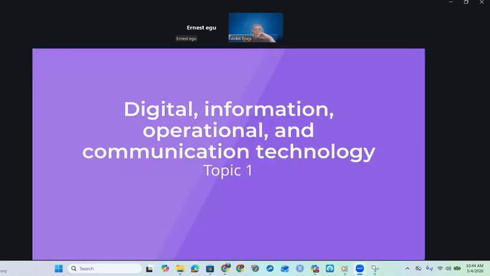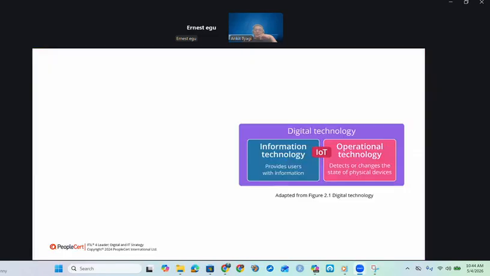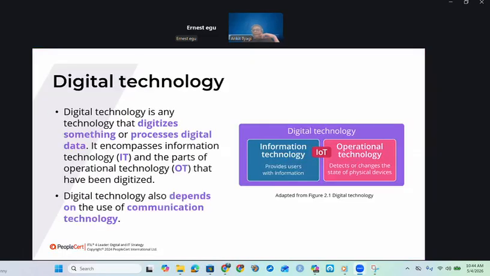So let's see. The first one, digital information, operational, and communication technology. Now, digital technology is any technology.